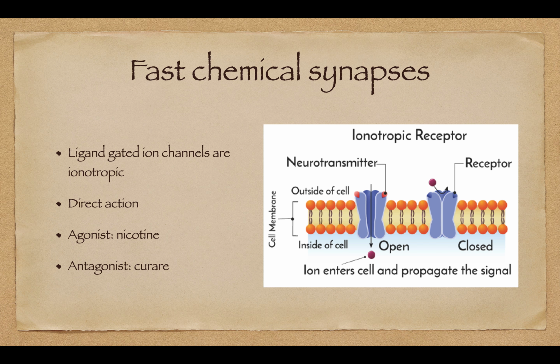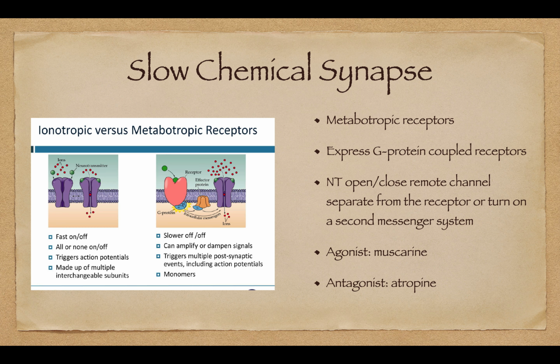So the fast chemical synapses are going to be ligand-gated ion channels, and those are direct action. The agonist is going to be nicotine. The antagonist is a drug called curare, and it just works by blocking the nicotinic receptors.